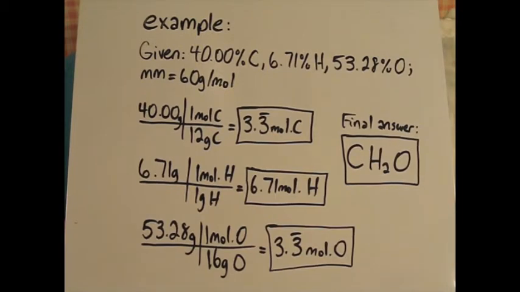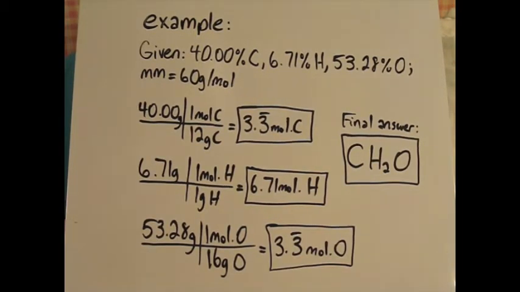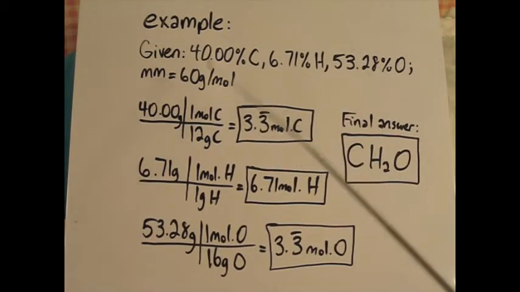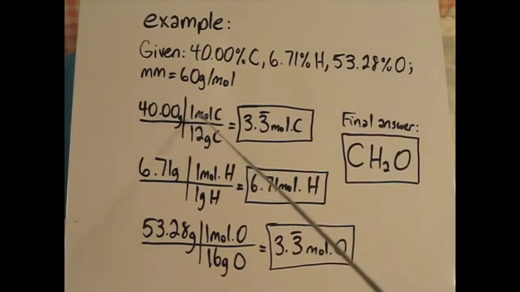Here's an example of molecular formula. You're given 40% of carbon, 6.71% of hydrogen, and 53.28% of oxygen. Your entire molar mass adds up to 60 grams per mole. So first you take the 40% of carbon, come down here, create a chart to balance out. You calculate this, which will get 3.3 moles of C. Then you take 6.71 grams of hydrogen, put it in the chart, multiply across, divide by the bottom, and you'll get 6.7 moles of H. Then you do 53.28 grams of oxygen. Multiply across, divide by the bottom, and you'll get 3.3 moles O.